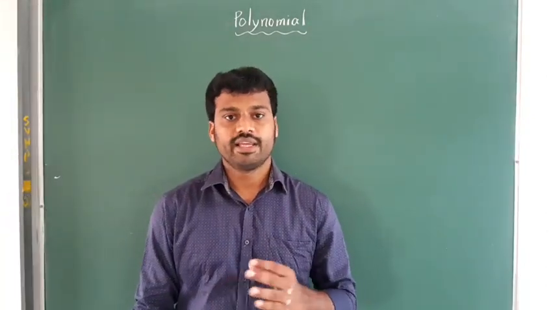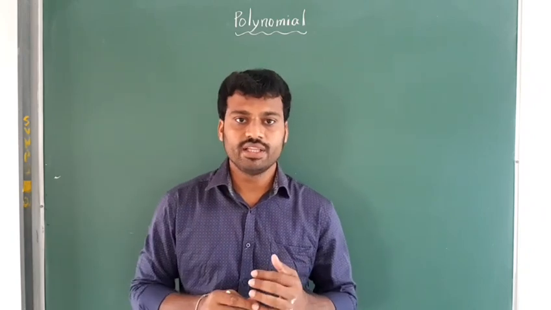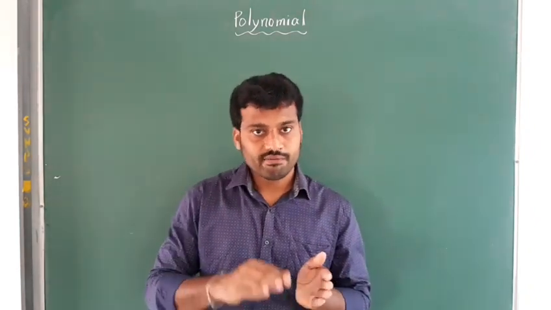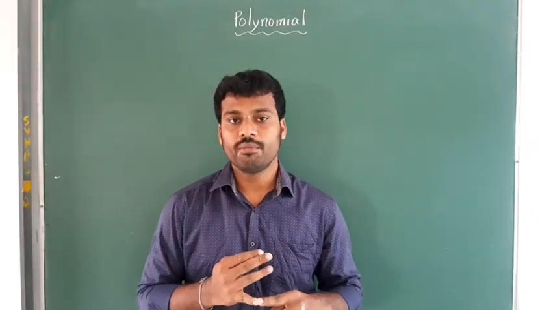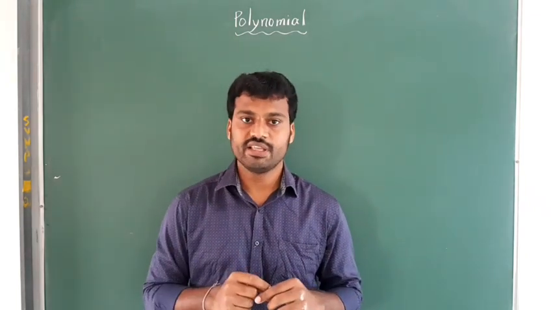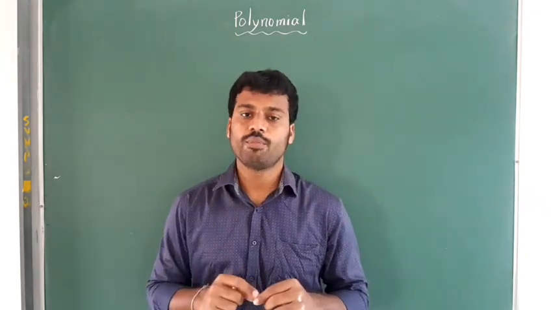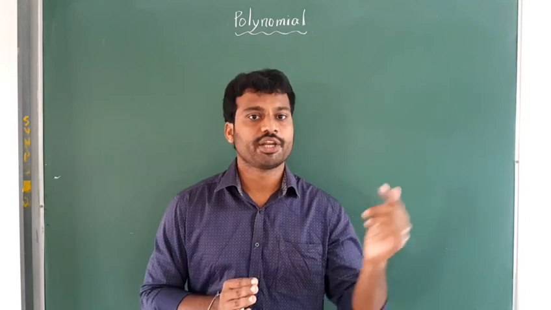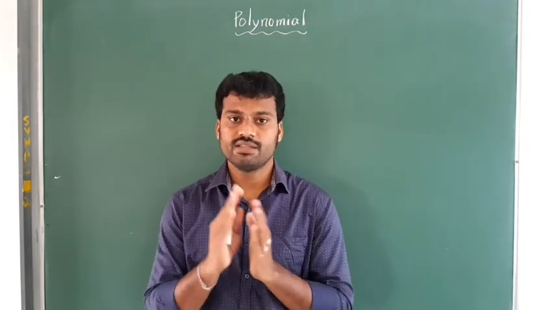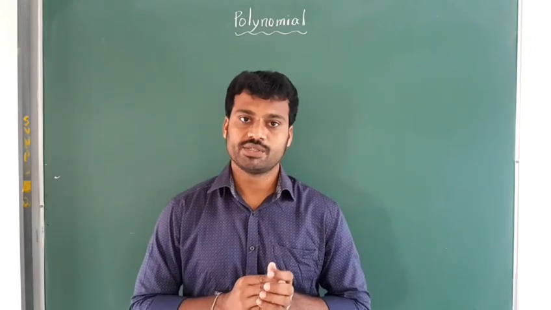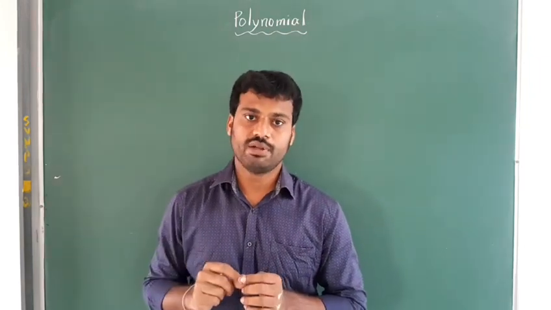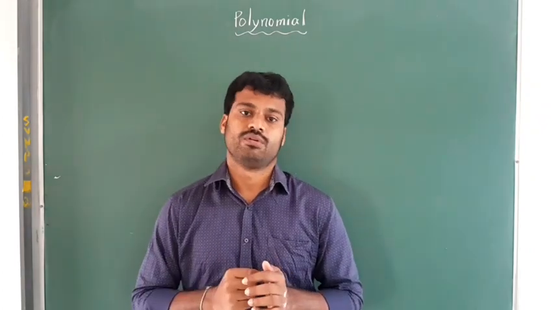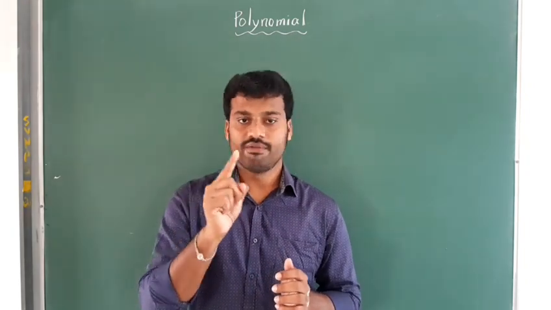Next, they can ask to find out the zero of the polynomial. Clear or not? Value of the polynomial is different from zero of the polynomial. Value of the polynomial is what? They will mention the x value, you substitute that x value in the polynomial and simplify. The result is the value of that polynomial for a particular value. Zero of the polynomial means what? For some certain value of x, the value of the polynomial should be 0. Then that x value is the zero of the polynomial.